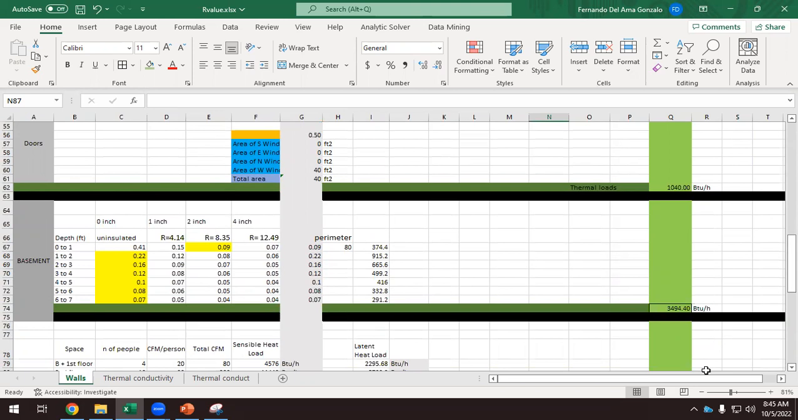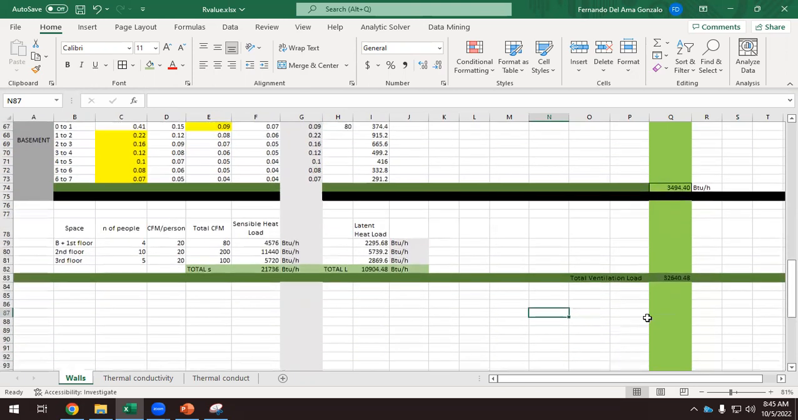And now we have a surprise here. We have a ventilation load. So the total ventilation load is 32,000 per hour. Okay, so when we were happy and we thought that the window was the worst, now we have this nice surprise that the ventilation load is the highest by far. So it's much higher than the loads that we have through the windows.